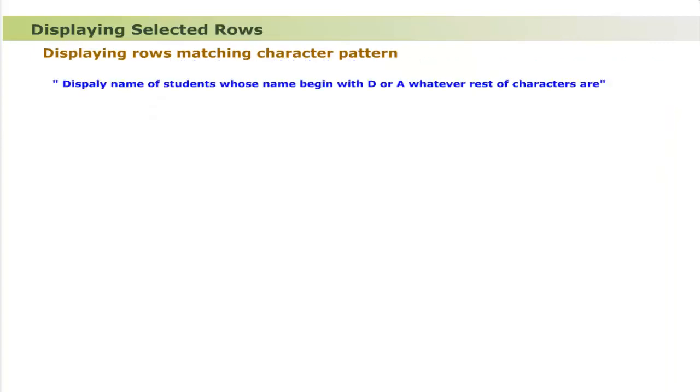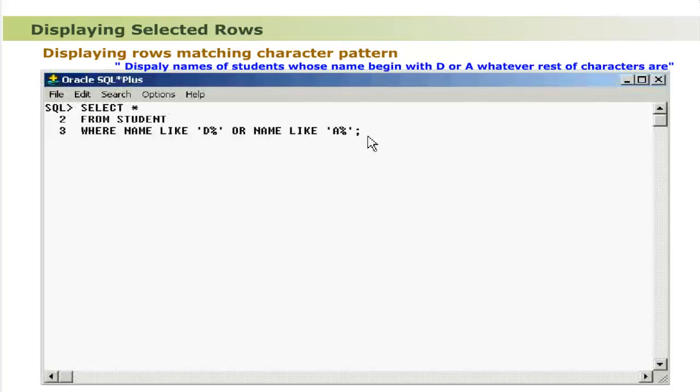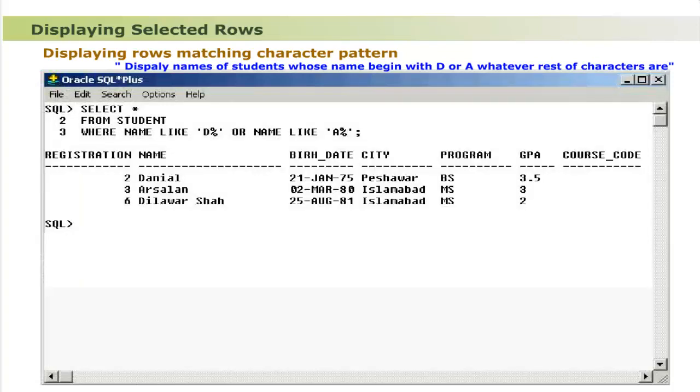Let us see another query, that is, display the name of students whose name begins with D or A, whatever the rest of characters are. The select command applied is. The output of this command is.